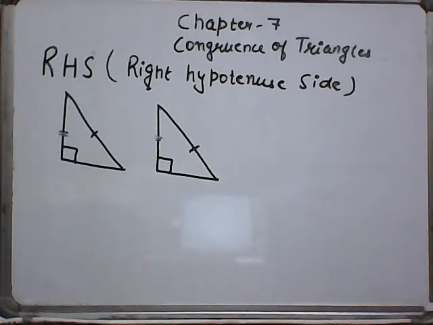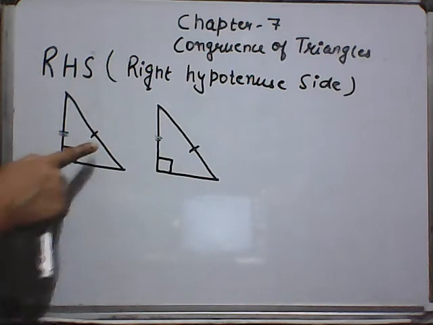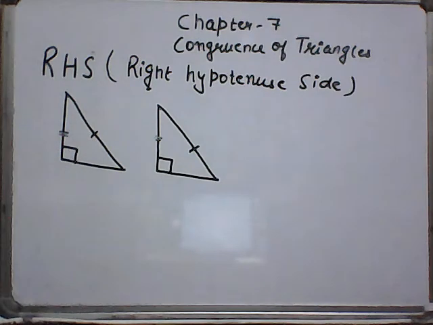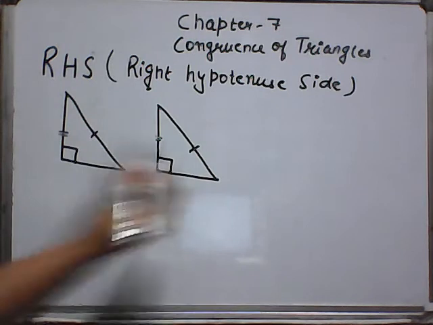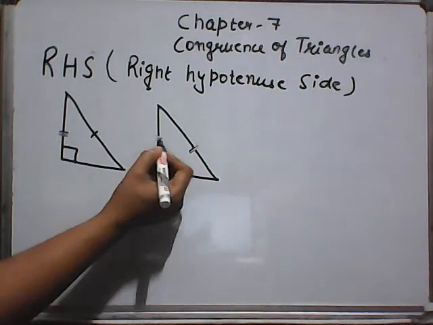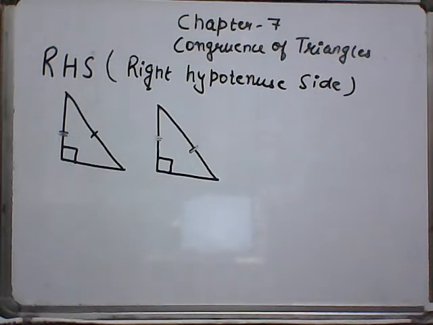What does this rule state? The RHS rule states that if, under a correspondence, the hypotenuse and one side of one right angled triangle are respectively congruent to the hypotenuse and one side of another triangle, then these two triangles are said to be congruent by the right, hypotenuse, side rule. Let's discuss this rule with the help of an example.